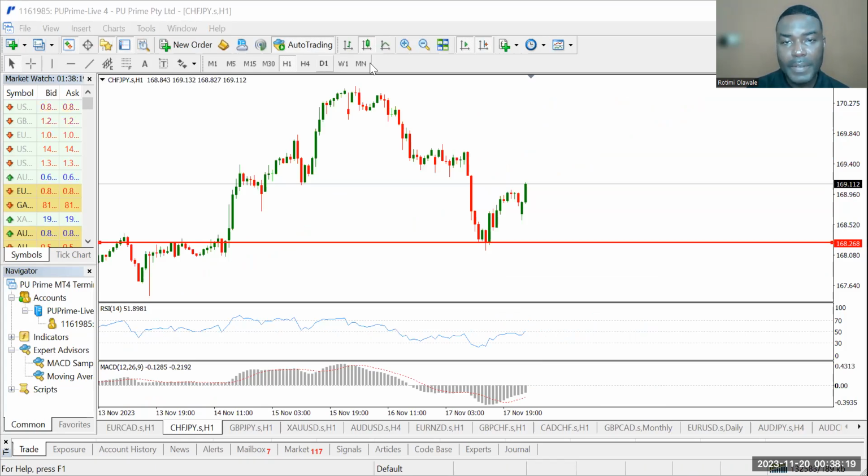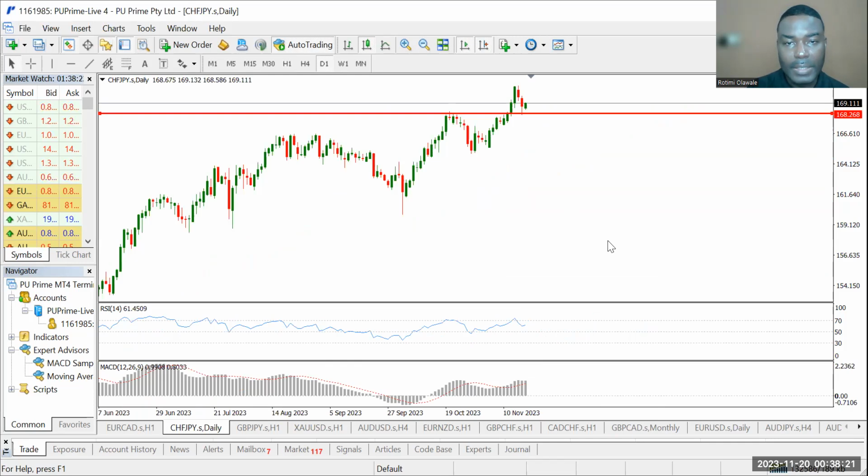Now, on the daily time frame, what we'll have here is a situation that is more like a resistance. Price broke a resistance level and it turned to a support. So we expect the old resistance to become a support and price to continue in the bullish direction. So we have a bullish outlook on this instrument on the daily time frame.